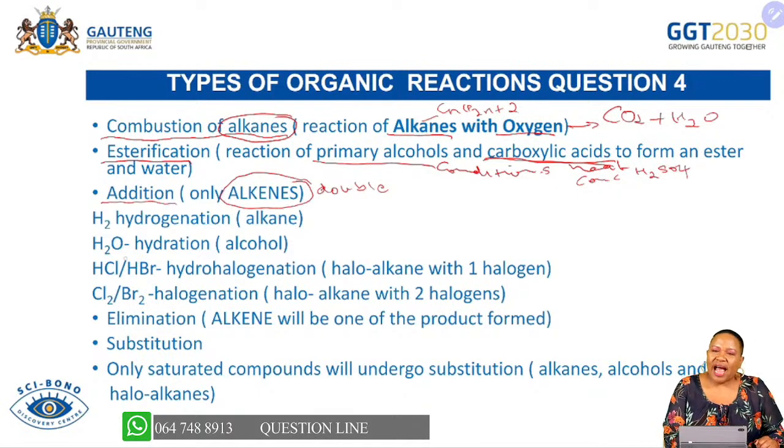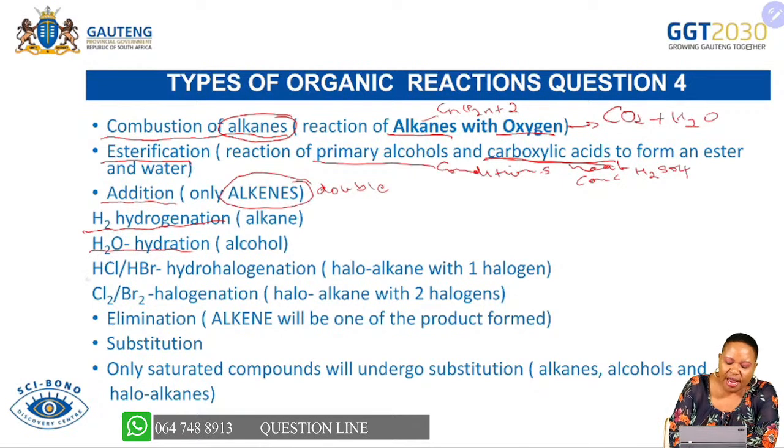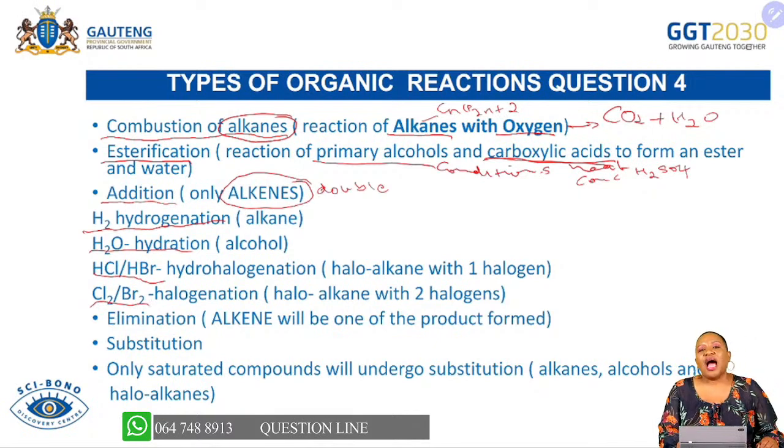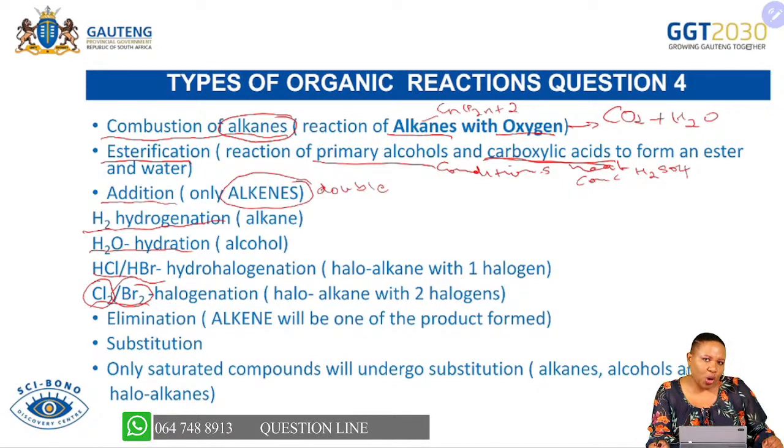Then, which addition reactions did we look at? We looked at hydrogenation, where we're adding hydrogen. We looked at hydration, where we're adding water. Hydrohalogenation, where we're adding a hydrogen halide, a hydrogen with a halogen, and halogenation, where we are adding halogens. The halogens that we are adding, I think we already know by now, the examiner stipulated are Br2 and Cl2, which are the examinable halogens in our reactions.